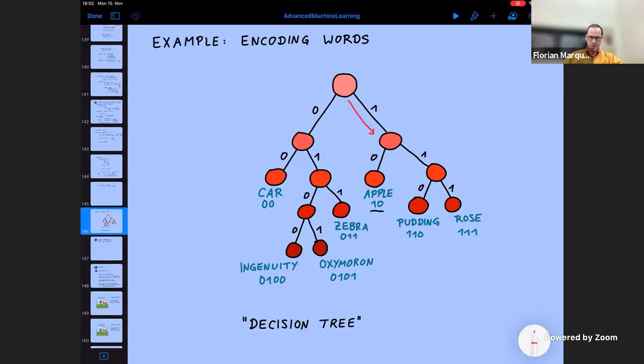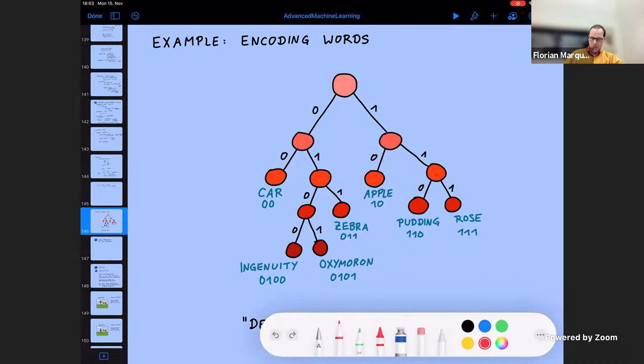But of course, things get more interesting if you want to reach another word that is far less frequent. Then you can afford to use more bits for the code, like ingenuity. And there you need to go through left, right, left, left. So that would add up to the code 0, 1, 0, 0. And so you see the whole game is to construct such a tree that gives you the encoding in such a way that the frequent words are reached very quickly and the not so frequent words are not reached very quickly.